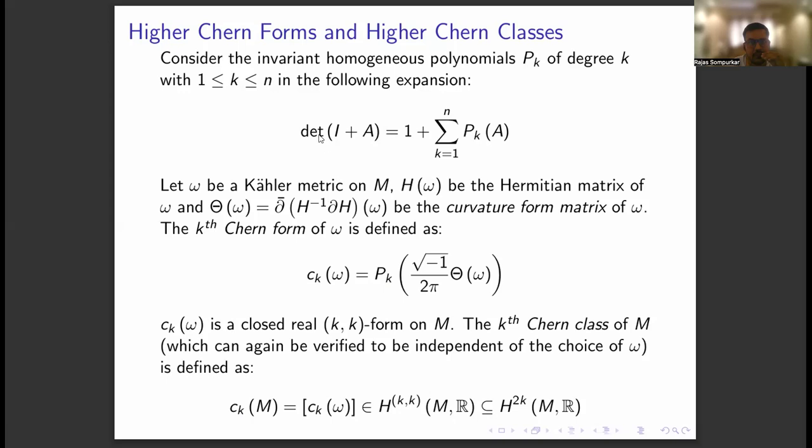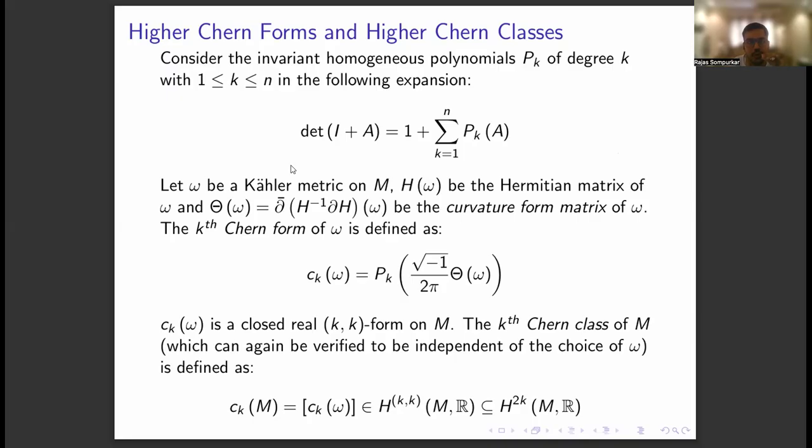So we take this expression, determinant of I plus A, where I is the n cross n identity matrix, and A is any n by n matrix. If we expand this, computing the determinant in terms of the entries of these matrices, it will be equal to this expression, where P1 will be equal to the trace of the matrix A, and Pn will be equal to the determinant of the matrix A, and then P2 will be the sum of products of eigenvalues of A taken two at a time, and so on.